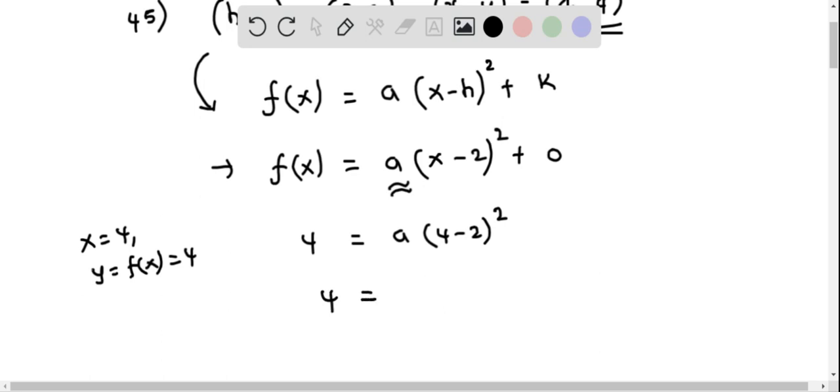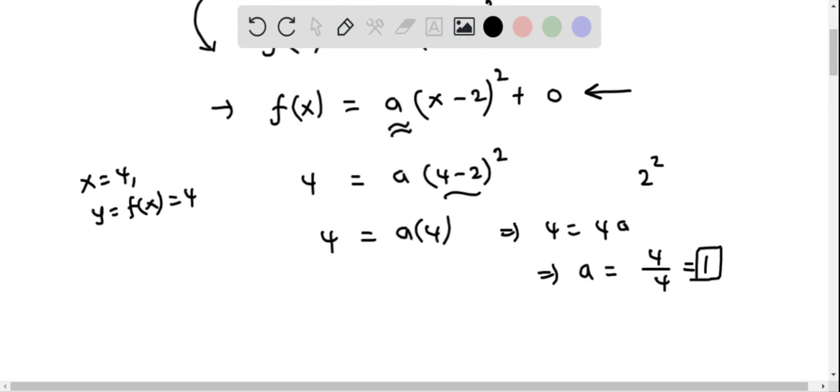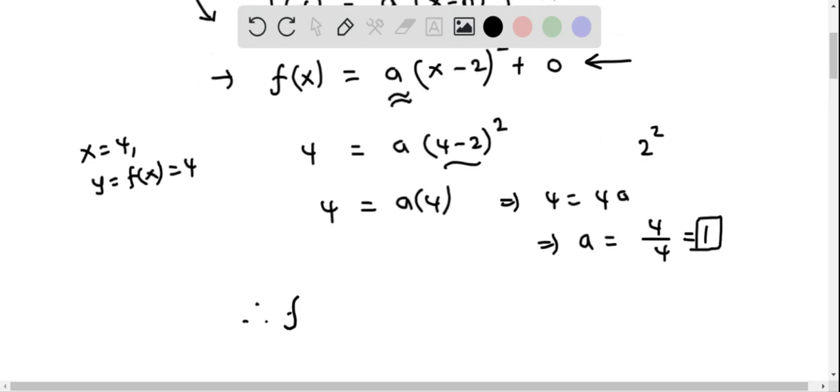We get 4 = a times (4 - 2), which is 2, and 2 squared is 4. So we get the equation 4 = 4a, and this implies we can determine the value of a by dividing both sides by 4. So we get 4/4 = 1. So we found the value of a = 1, and that means we can write down the quadratic function by plugging it in here. So therefore we say that this is the vertex form: f(x) = 1 times (x - 2)^2.